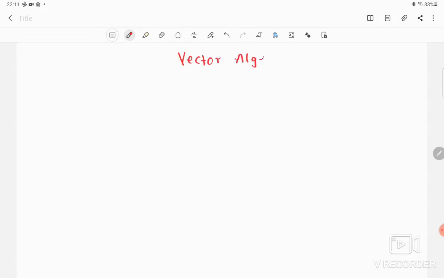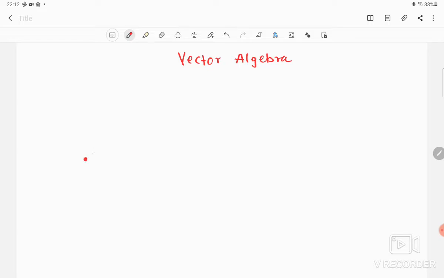Okay. Before we start the algebra directly, we will talk about the vector. Okay. So what is the vector? As we know, the vector is a geometric entity that has both magnitude and direction. Right. Suppose I want to represent the vector.